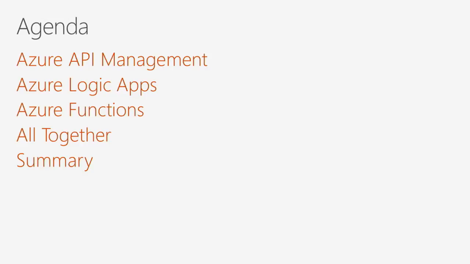How many people have already got APIs published? How many people are looking at publishing APIs? Are they mostly on-premise, or is it mostly going to be cloud? Is there any mix? So we'll have some interest.